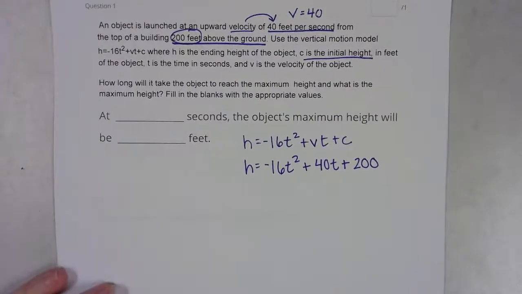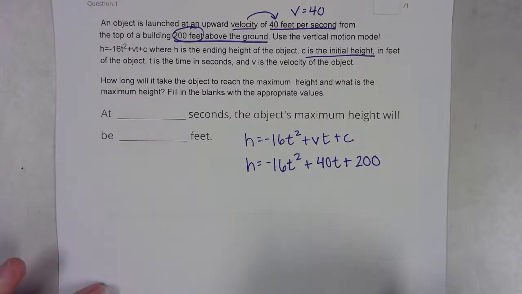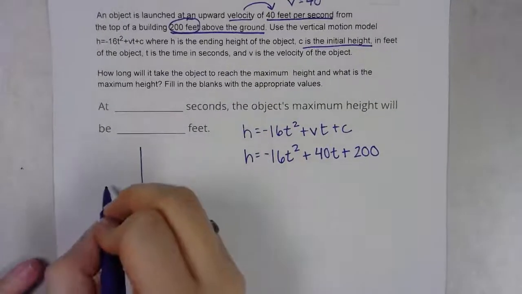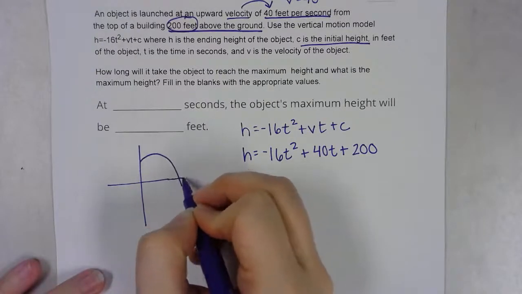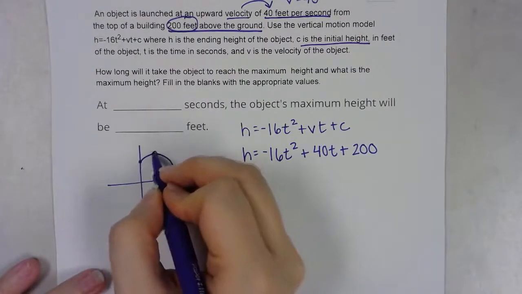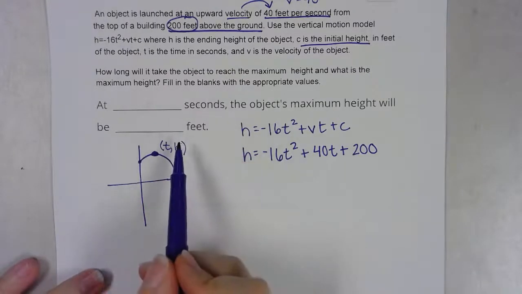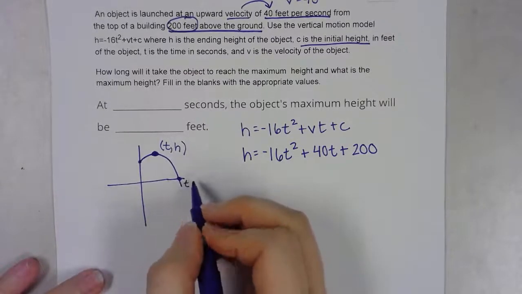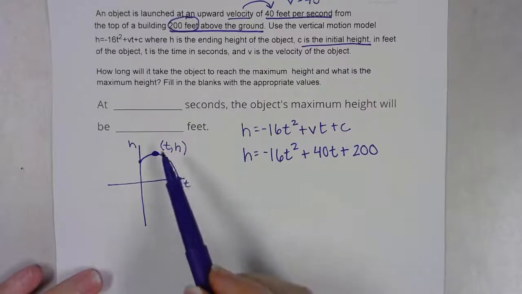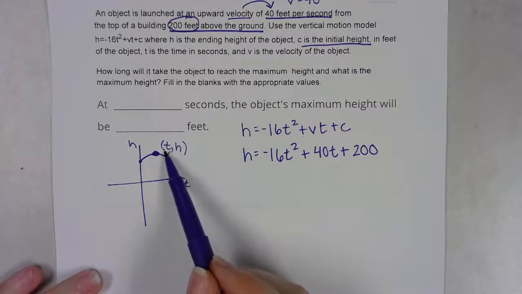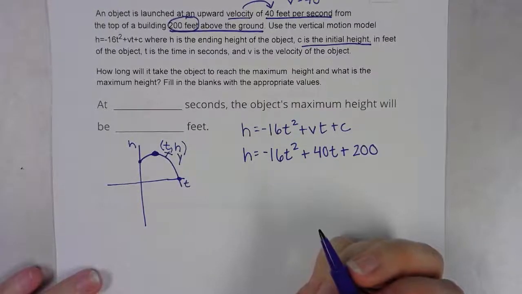Remember that finding how long it will take to reach the maximum height and what the maximum height is is the same as finding the vertex. Because if you think about this launching, it's going to look something like this. And that vertex, that highest point up here, is going to be the point (t, h). T for time, because this is my t-axis, also known as my x-axis, and this is your h-axis. So the x-coordinate would be the time it takes to reach that, and the y-coordinate would be the height.